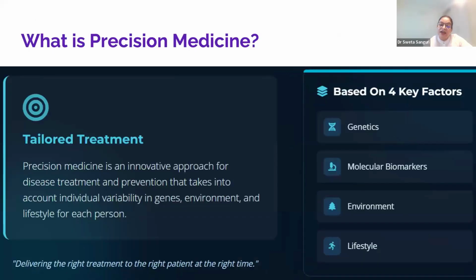So now you have an idea about what precision medicine actually is. It refers to tailoring medical treatment to an individual patient. So doctors will consider factors such as genetics, molecular biomarkers, environment, and lifestyle of the patient. And the goal is very simple. Goal is right treatment for the right patient at the right time.